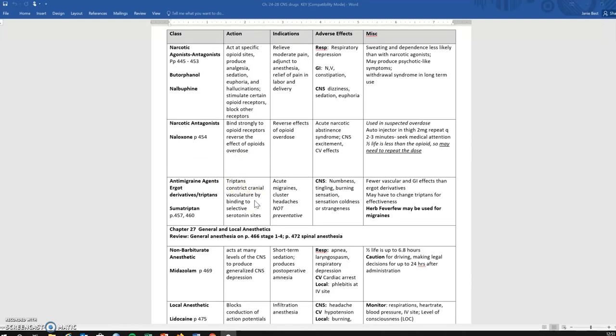The anti-migraine agents are used to treat migraine headaches. Common migraines occur without an aura. They cause severe unilateral and pulsating pain that can be accompanied by nausea and vomiting and sensitivity to light and sound.